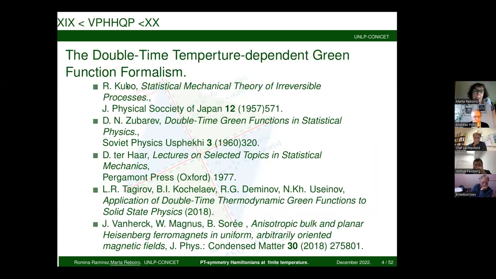To do so, I shall use the double-time temperature-dependent Green function formalism, which was proposed in the 1950s. I learned about this formalism because I was doing my PhD, through a very nice book of Phil Terhart on statistical mechanics. Let us briefly see what is essential of the formalism.